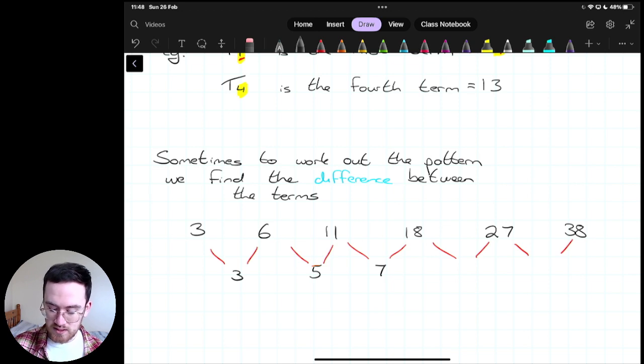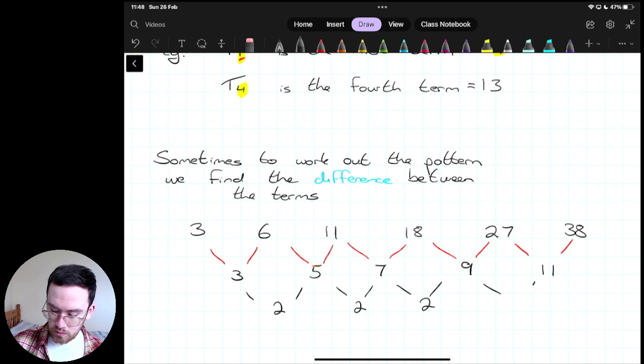To get from 18 to 27, we add on 9. And to get from 27 to 31, we add on 11. So we can see here we're going up by not the same amount each time. If we look at how we're going up in those, we can actually see that each time we're going up by 2 more than we went up the previous time.